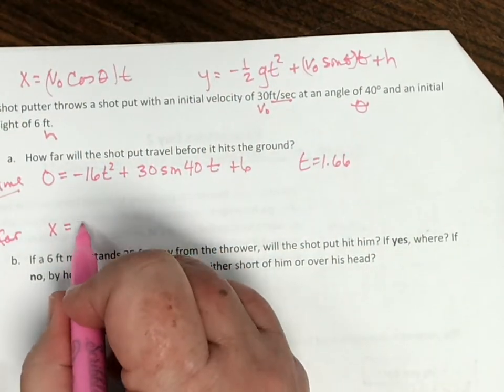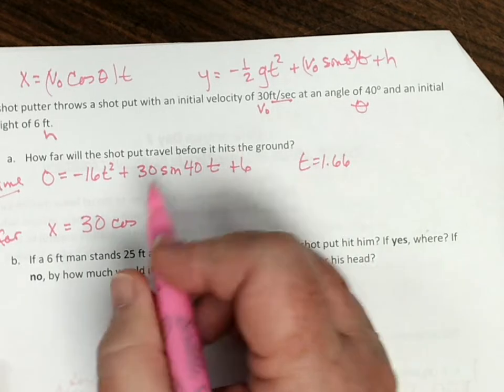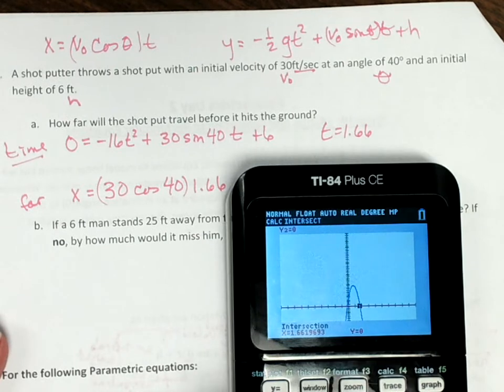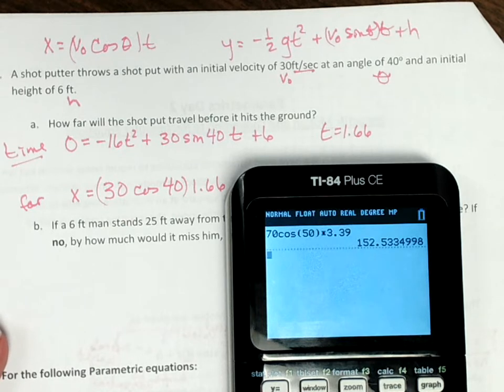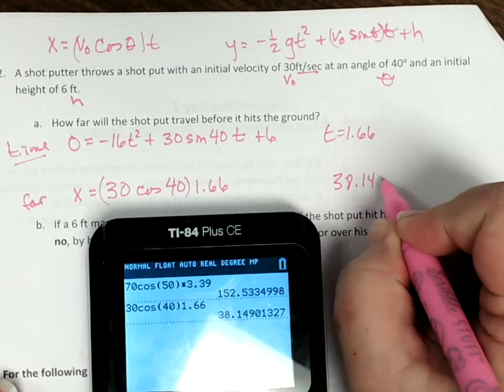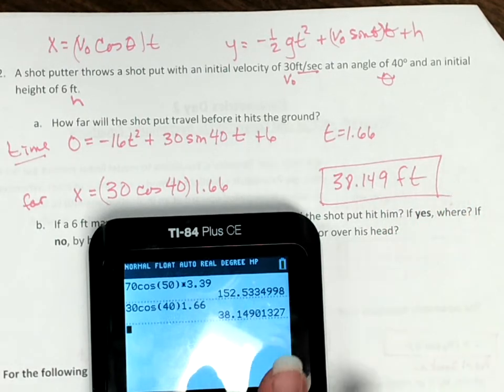We're going to plug that into our equation, which was initial velocity, 30, times the cosine of our angle, 40, all times 1.66 seconds. On the home screen, 30 cosine of 40, close parentheses, times 1.66 seconds. Okay? 30 cosine of 40 times 1.66 seconds. And the ball landed 38.149 feet, or the shot put landed 38.149 feet away from me.